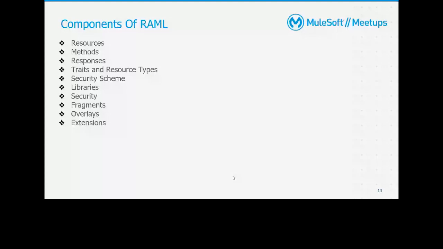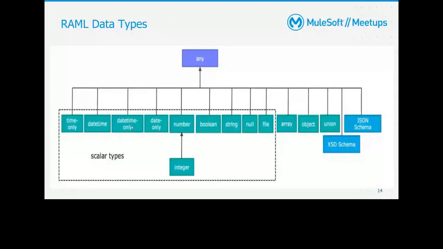So the parent data type is any, and under the parent, we have time-only, date-time-only, date-only, and number. Under number you can have an integer. Then we have a Boolean, string, null, file, array, object, union. Then we have a JSON schema, and we have an XSD schema. So these are the data types supported by RAML.